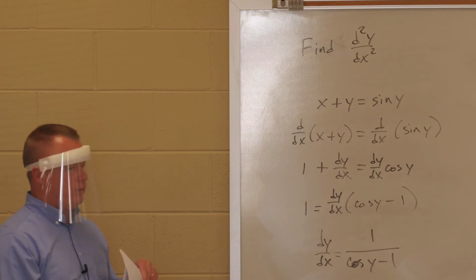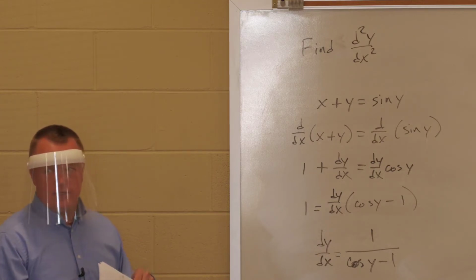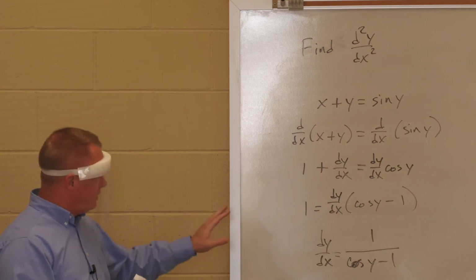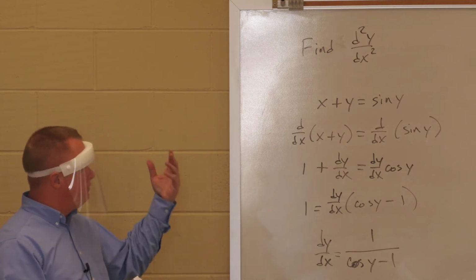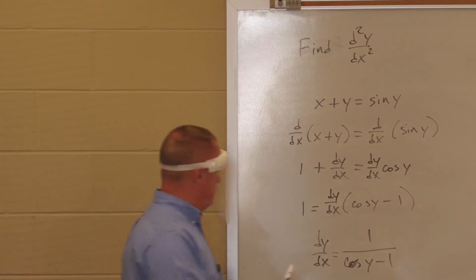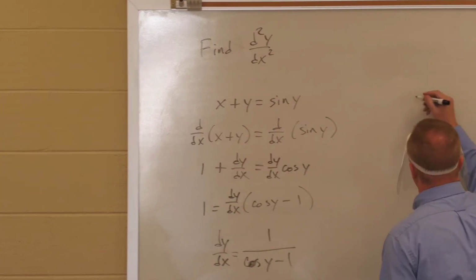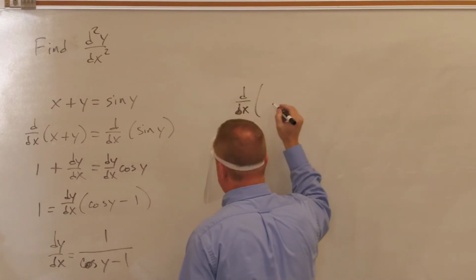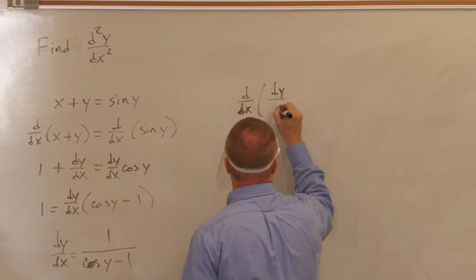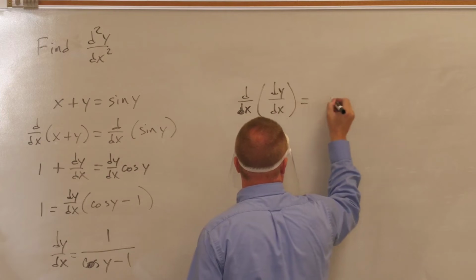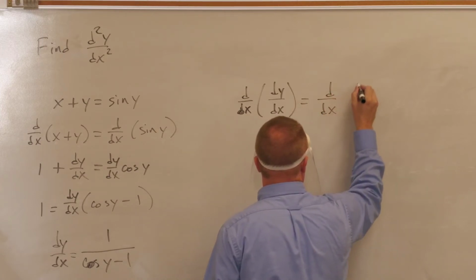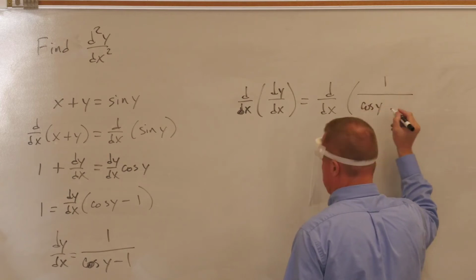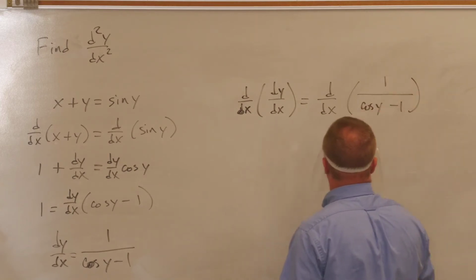Any questions up to that point? So that's my first derivative, right? We're trying to find the second derivative. So now, take the first derivative and take the derivative of that, and that is the second derivative. So if I take this and I say I'm going to take the derivative with respect to x of both sides, and I'm taking the derivative of this and the derivative of this.